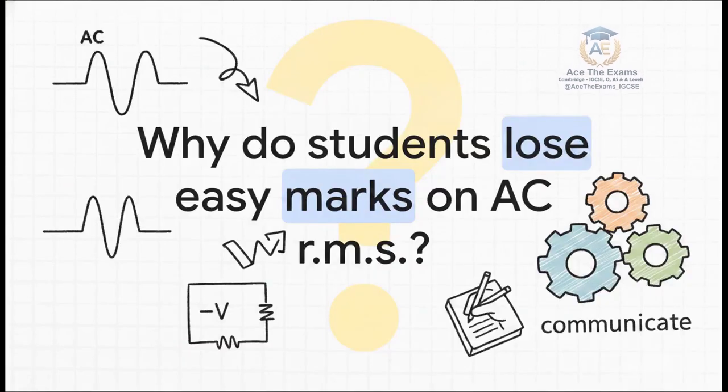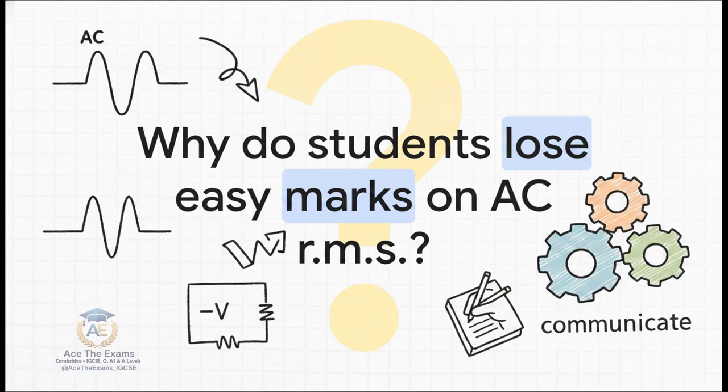Okay, let's kick things off by asking a crucial question, one that honestly separates the top-tier students from the rest of the pack. Why do students consistently lose easy marks on AC RMS questions? Think of two classic types of students. Let's call them Alex and Sam. Alex overloads every answer with raw physics facts, but provides absolutely zero analysis. Sam, on the other hand, rushes the math and completely misses the specific requirements of the command words.